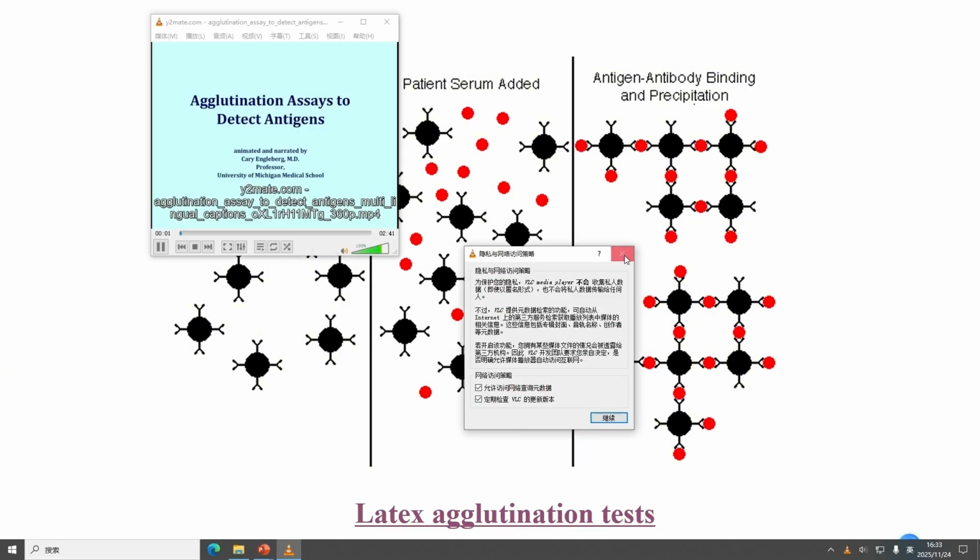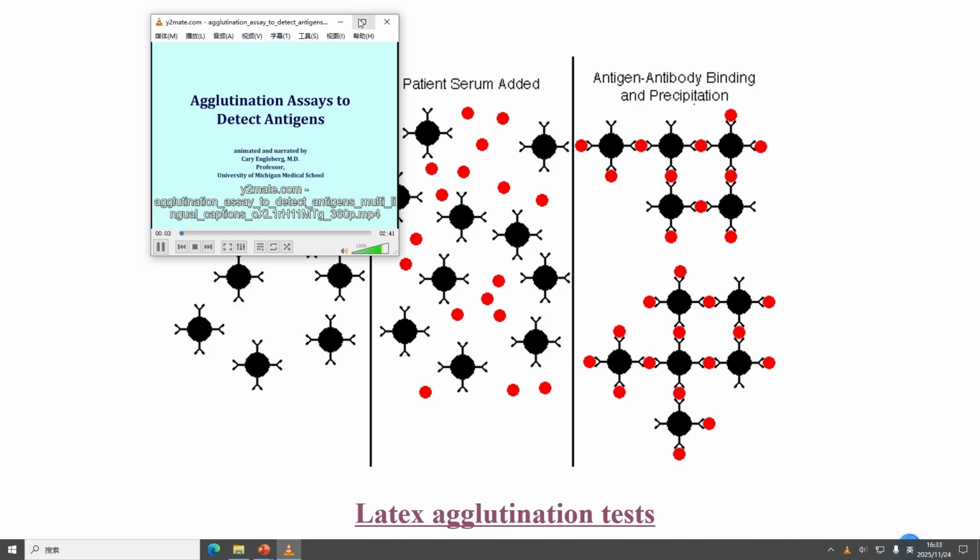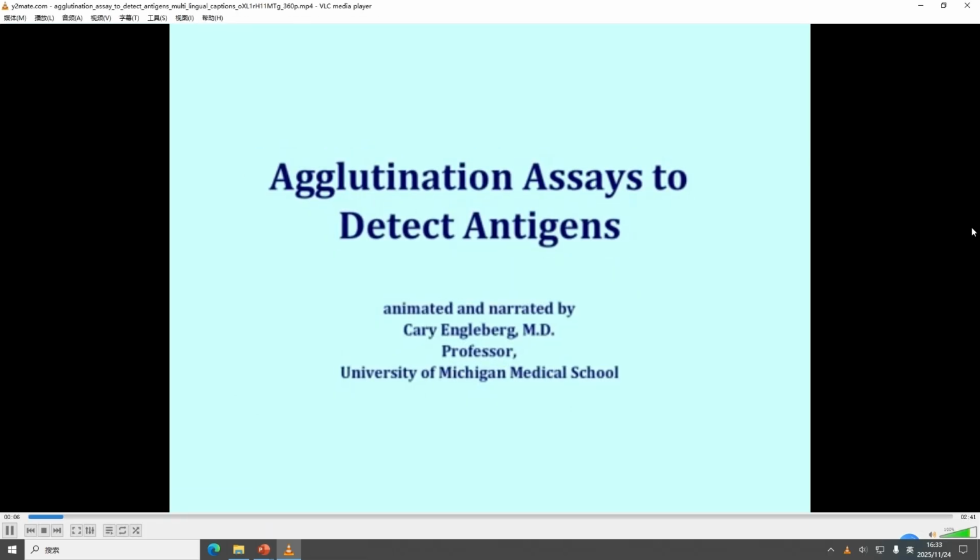Agglutination assays have been used for decades as a simple method to detect antigenic substances in biological samples. The purpose of this video is to explain how this method works in practice and to expose its limitations.